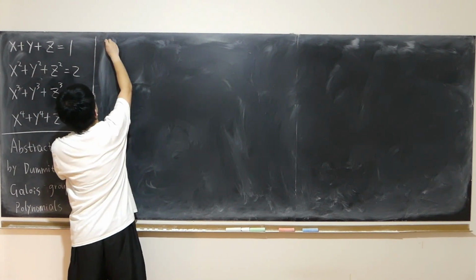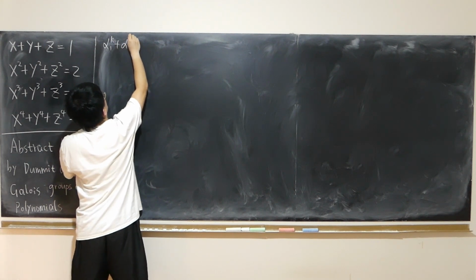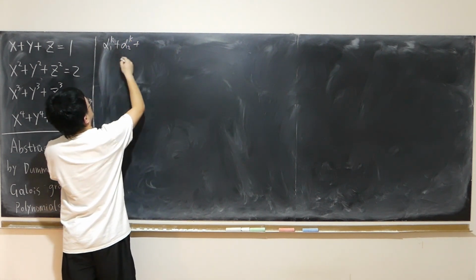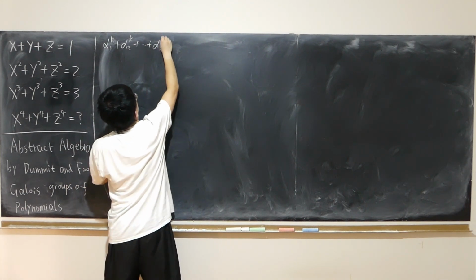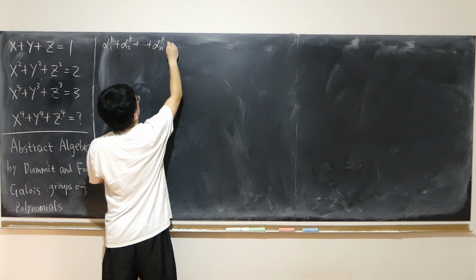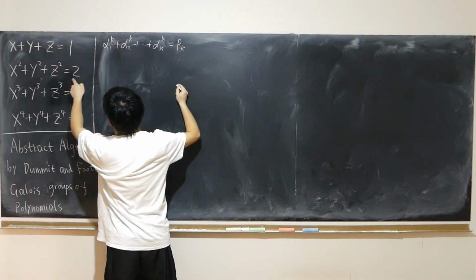Let's denote alpha 1 to the power of k plus alpha 2 to the power of k, where k is a positive integer, all the way up to alpha n to the power of k, the power sum of degree k, denoted as pk. In this case, p1, p2, p3, right?